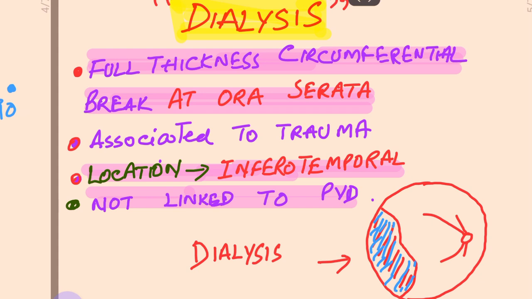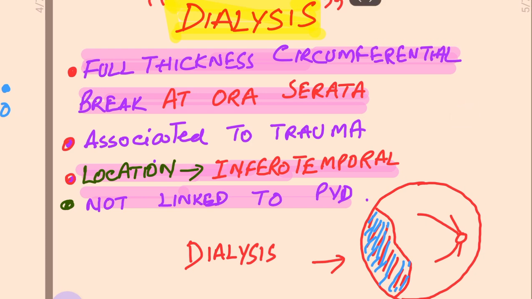The other type is the dialysis. Now the dialyses are mostly circumferential. They are present along the ora serrata. Full thickness circumferential breaks that are present at the ora serrata. They are mostly associated with trauma. The most important location in cases of dialysis is the inferotemporal region, and they are not related to PVD as in the case of the breaks that are created by PVD. These dialyses are not created by PVD. They are mostly at the ora serrata.